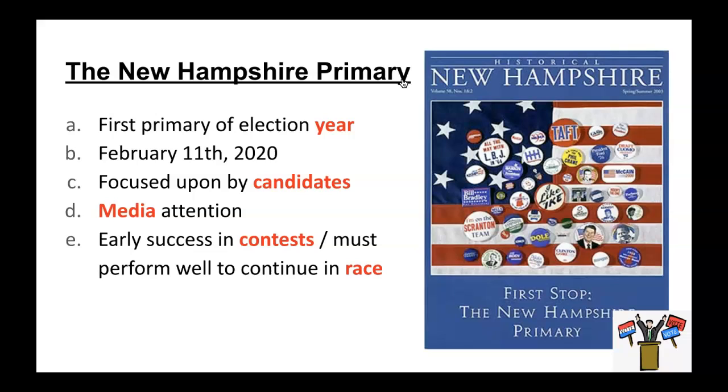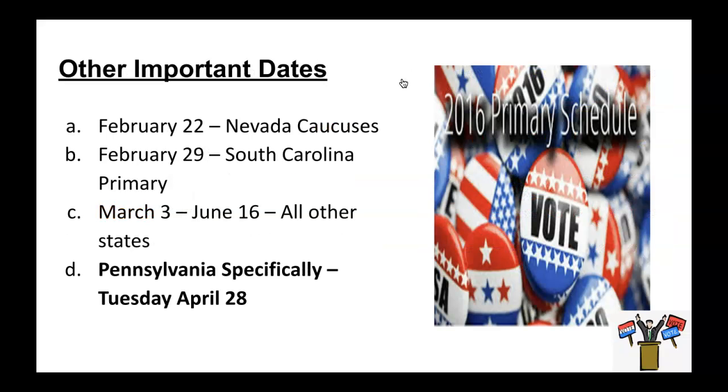Early success in these contests, like in New Hampshire, might mean that they might perform well to continue on the race. As said before with Iowa, in New Hampshire, if you do not do well here as the first in the nation primary, it's probably writing on the wall that you should probably drop out. Most candidates do in fact drop out if they do not do well in New Hampshire. Something interesting to note about New Hampshire too is that the voting demographic is drastically different here, and so too are the values and ideologies of the voters themselves as well.